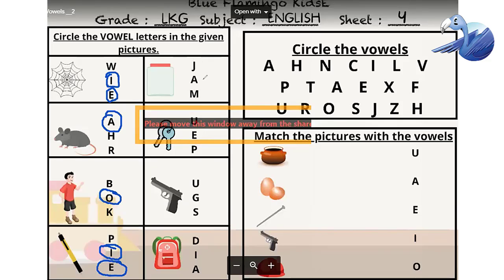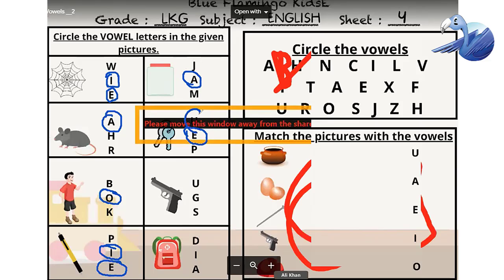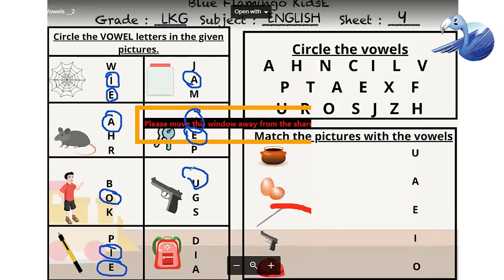A. A is again a vowel letter, so we have to circle A. E. E is again a vowel letter, we have to circle E. U. U is again a vowel letter, we have to circle U. Okay, now here also U, no students? So U is again a vowel letter, so we have to circle U. I. I is a vowel letter, so we have to circle I. A. A is a vowel letter, so we have to circle A.